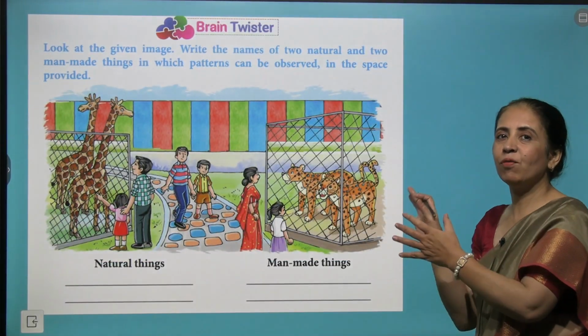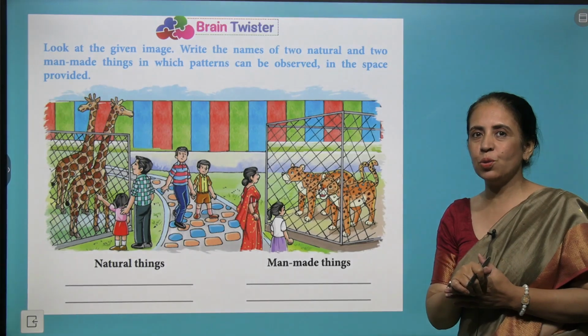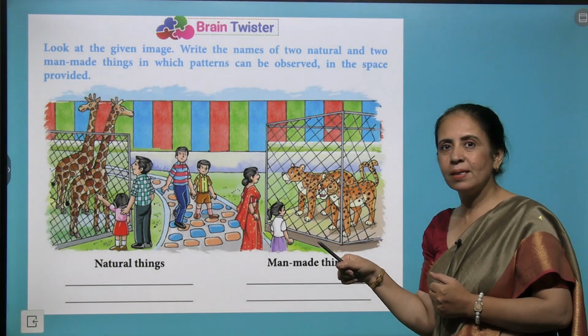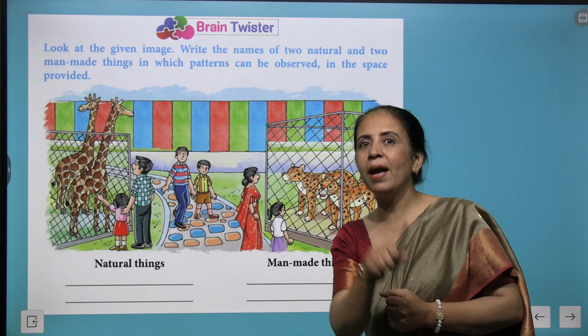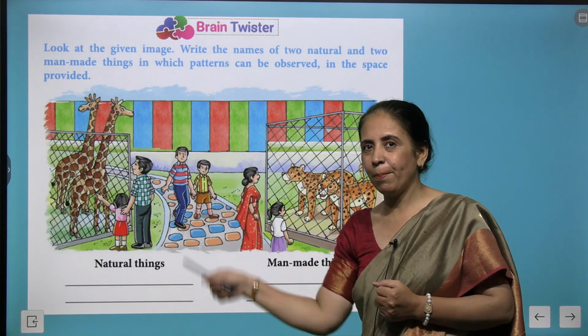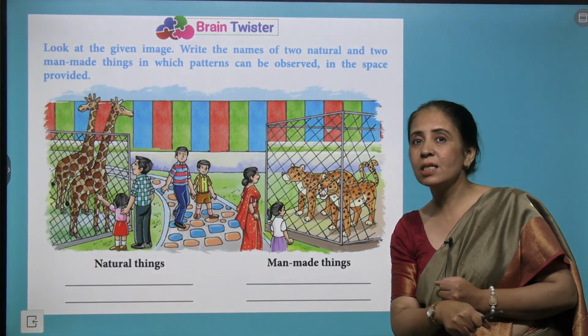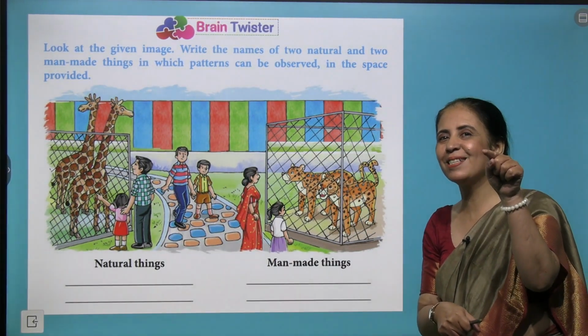Here you have visited a zoo. You could see a beautiful scene of a zoo, and you have to tell, do you see patterns here? And if yes, you have to identify 3 patterns which are man-made and 3 patterns which are just given by nature. So your time begins now.